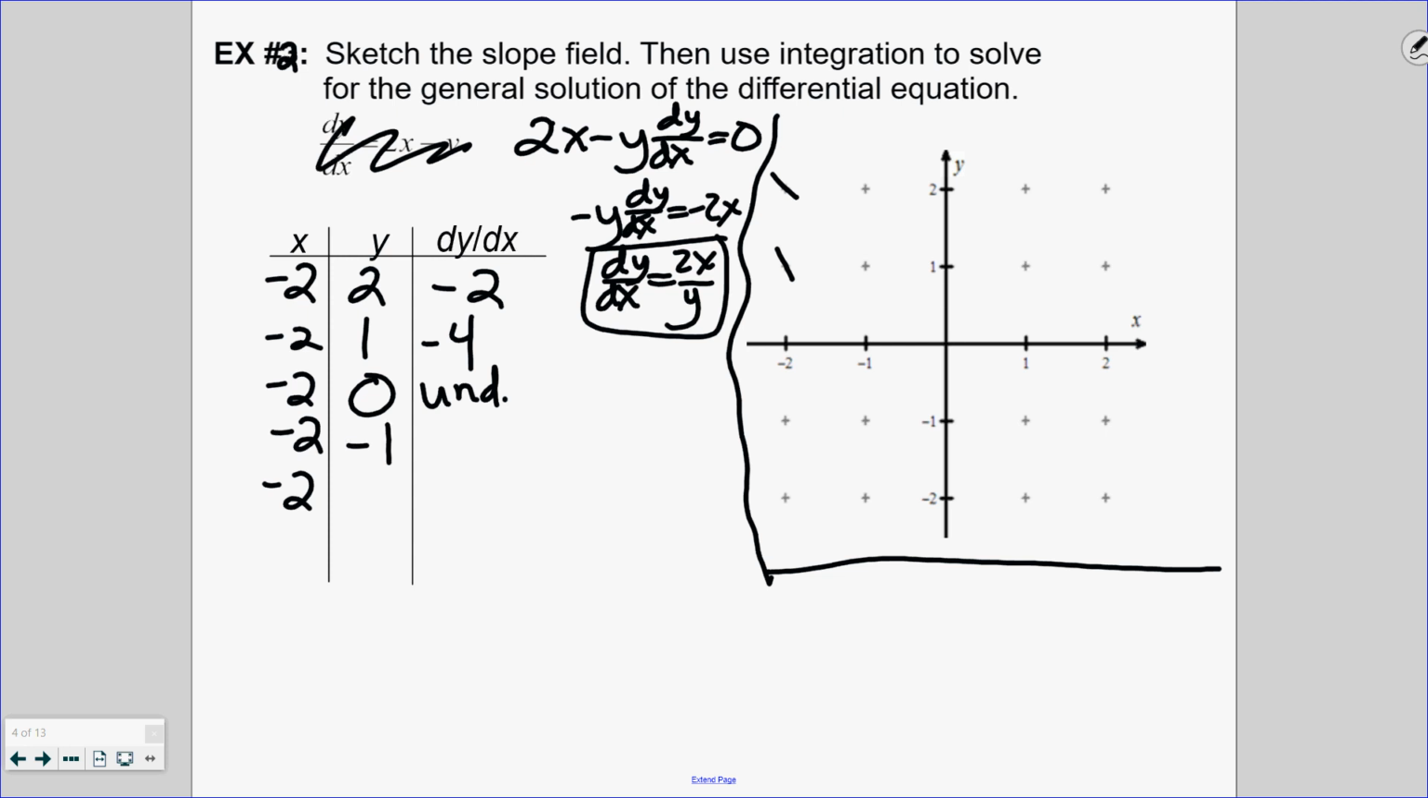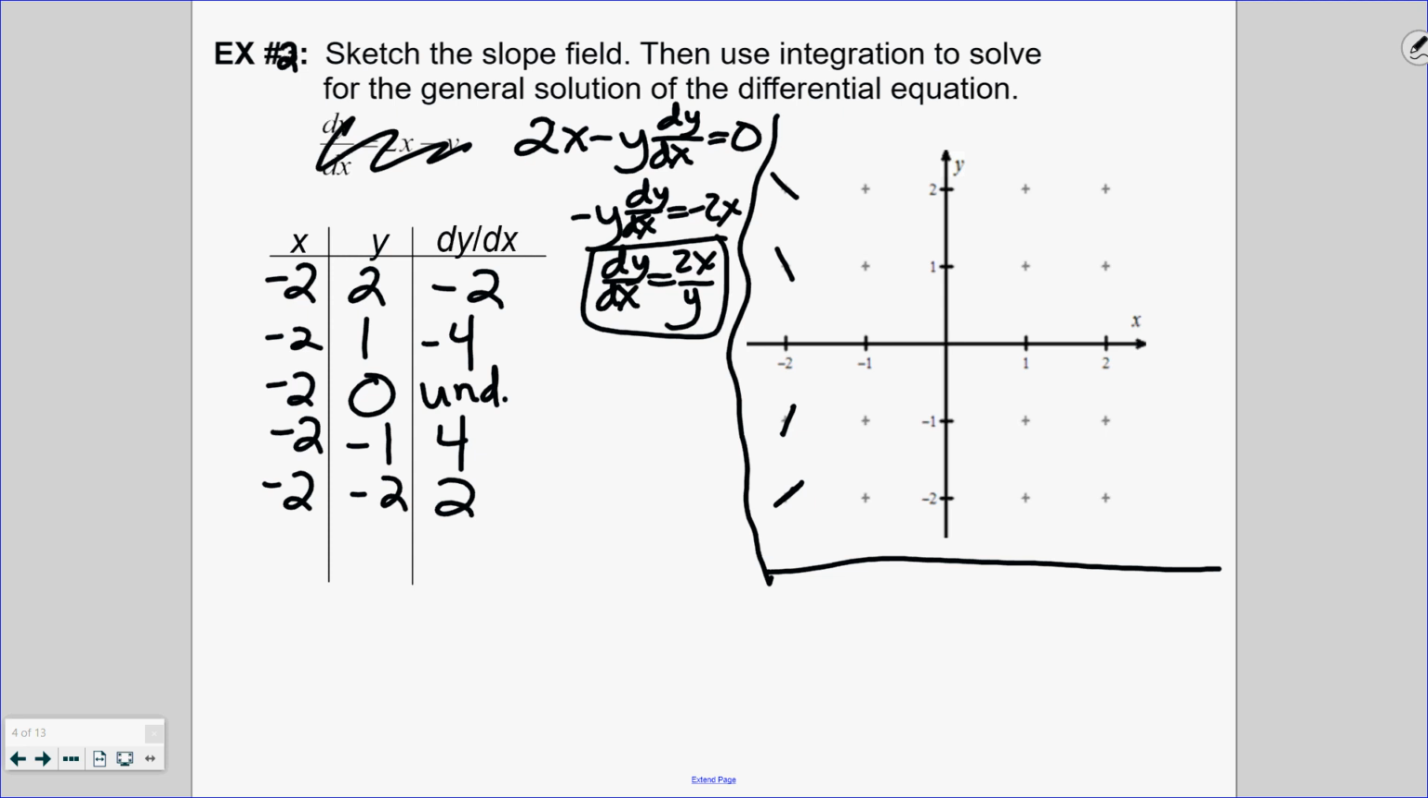We do negative 2, negative 1. That's going to be negative 4 divided by negative 1. It's going to give me a positive 4. So this one should look just like the one above, only slanted positive. And then we have negative 2, negative 2, which is going to give us a 2. So again, less slanted, but now in the positive direction.